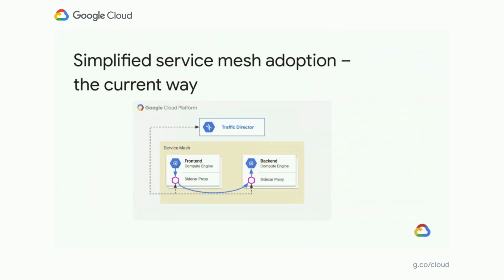We also see, this is a key investment for us, which is this infrastructure is really interesting, but how do you go from zero to deployed? Well, we want to make that as easy as possible. And so what you see here is the current way of deploying something that you would call a service mesh. You have some Compute Engine services. These could be Kubernetes as well. You've got maybe a front end and a back end. Each of them has a sidecar proxy.